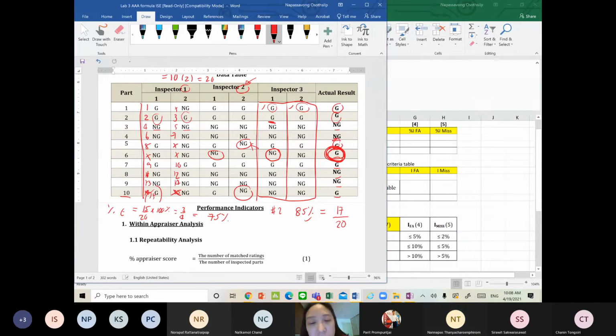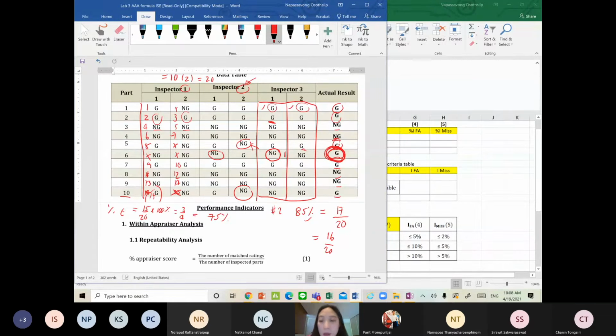comes from 16 over 20. Yeah, good. Okay, 16 over 20. The incorrect one is this one, 1, 2, right? And then, okay, G here, and then the tail NG. Okay, 1, 2, 3, 4, which are not correct. So the correct ones will be 16, right? Which is 80%.